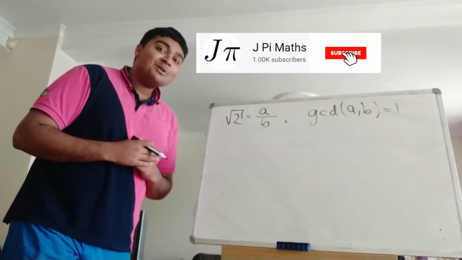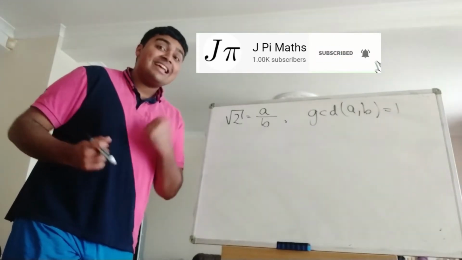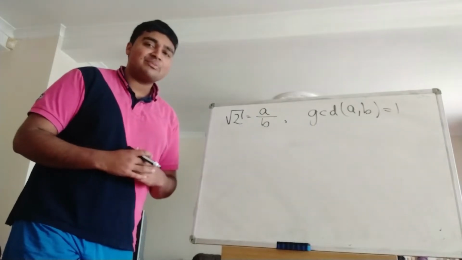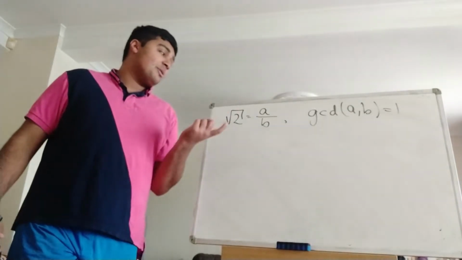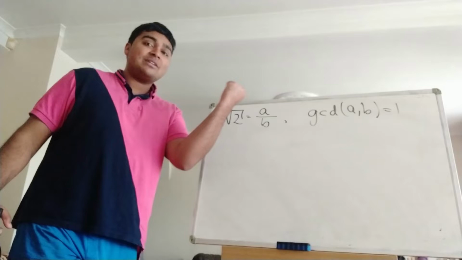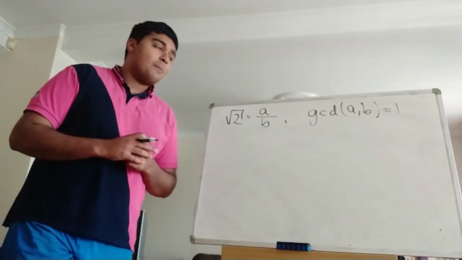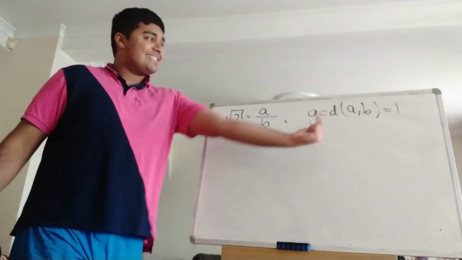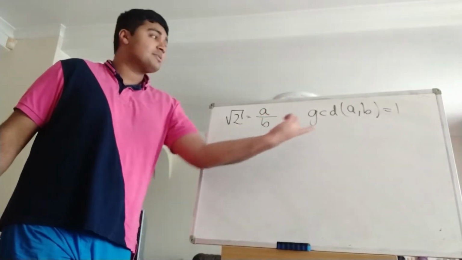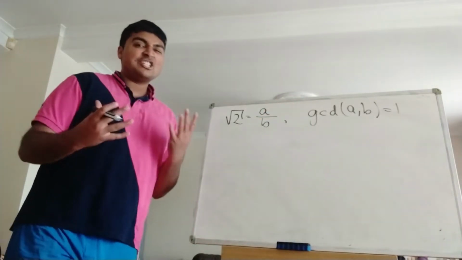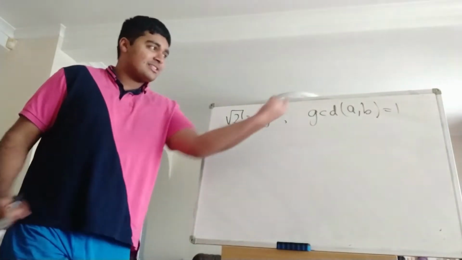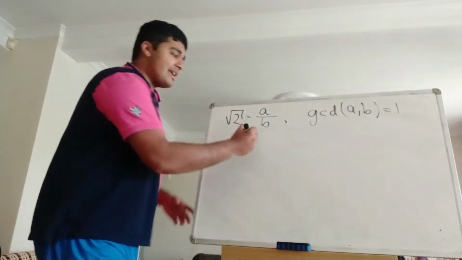Okay, so as with most proofs of the irrationality of root 2, this is going to be a proof by contradiction. So we're going to start by supposing for contradiction that root 2 is equal to a over b, where a and b are positive integers. Then we're going to insist that a and b are co-prime, so their greatest common divisor is 1. They share no factors.